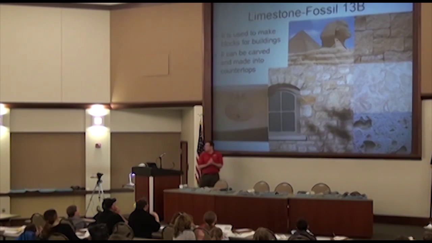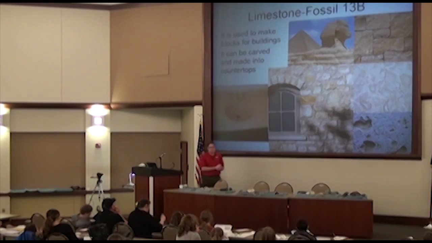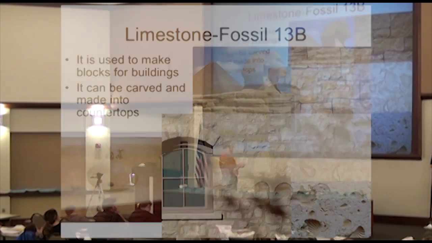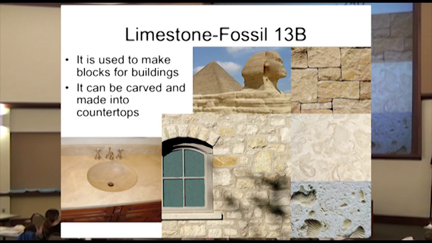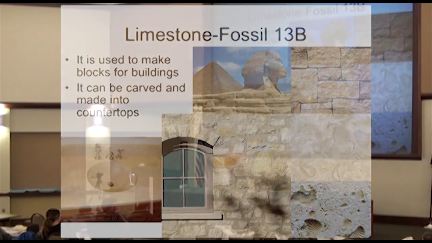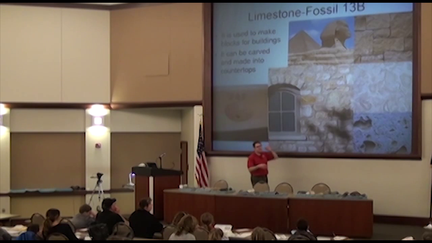So, what do we do with fossil limestone? Well, we make stuff out of it. There's buildings. This is a distillery, I think, in Tennessee, made out of limestone. The Sphinx is actually made out of a type of nummulitic limestone, which is, nummulites are a type of fossil. And pretty much all of the pyramids and the Sphinx are made out of this particular, I'm sorry, sandstone. Limestone. Made out of this type of limestone.